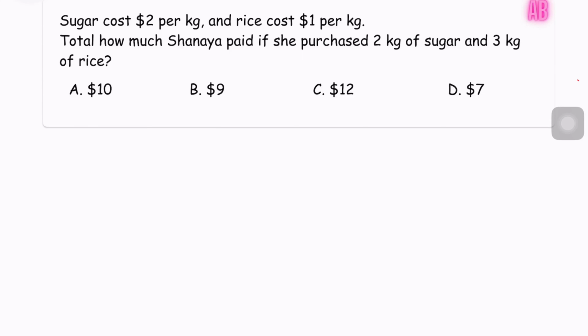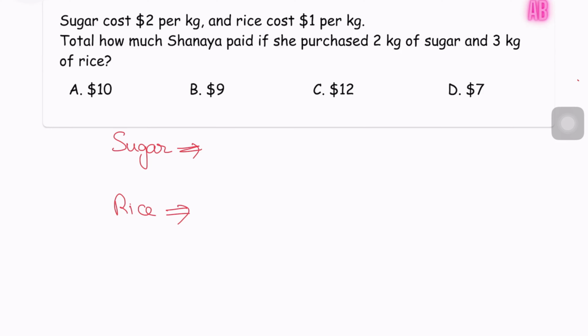Okay, so this is the next question on your screen. Sugar costs $2 per kg and rice costs $1 per kg. In total, how much did Shania pay if she purchased 2 kg of sugar and 3 kg of rice? So let's calculate the price of sugar first, then the price of rice, and then we will add them to get the total cost of 2 kg of sugar and 3 kg of rice.